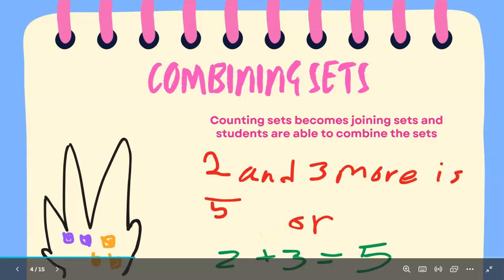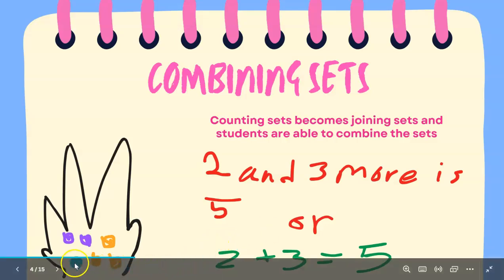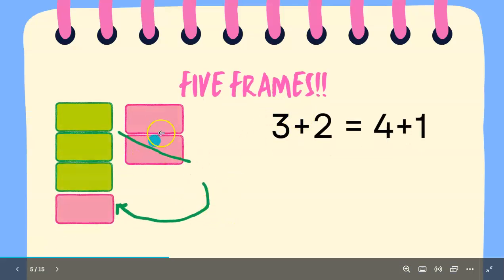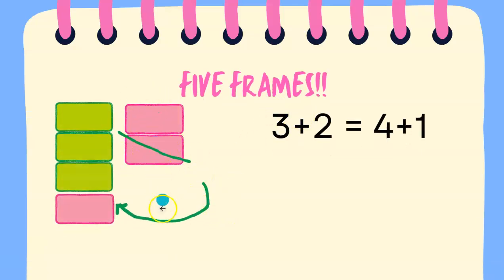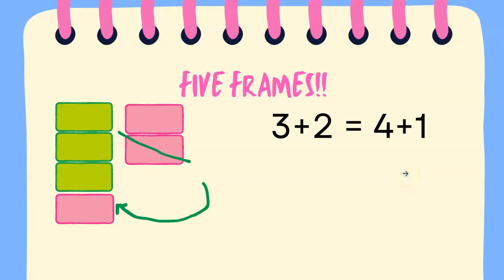And as students begin to work on this idea of joining sets, we introduce 5 frames. So we'll have 3 and 2, and we take away a 1 from the 2, and it becomes 4. And so it goes 3 plus 2 becomes 4 plus 1. And the answer remains the same, it's 5. And this understanding will build up with students when they begin to use 10 frames later on, which is in, I think, 1st grade.